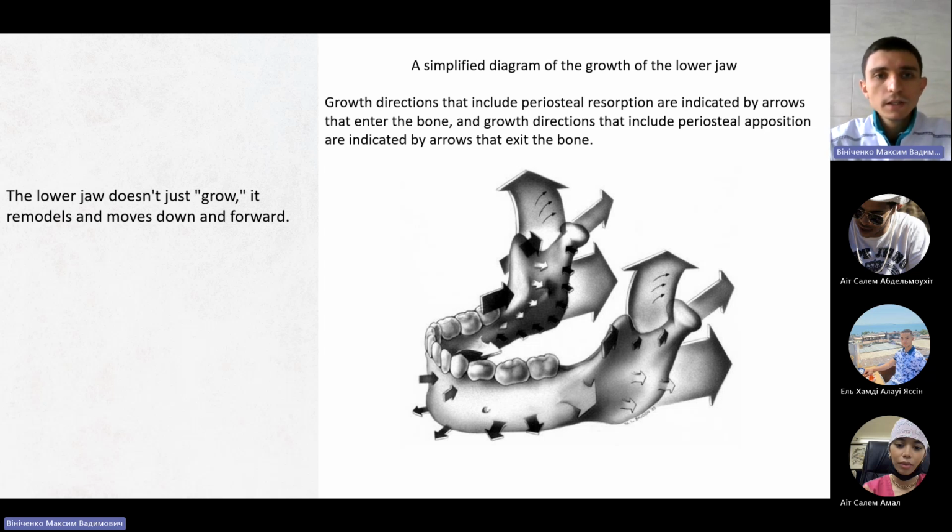So growth directions that include periosteal resorption are indicated by arrows that enter the bone, and growth directions that include periosteal apposition are indicated by arrows that exit the bone.